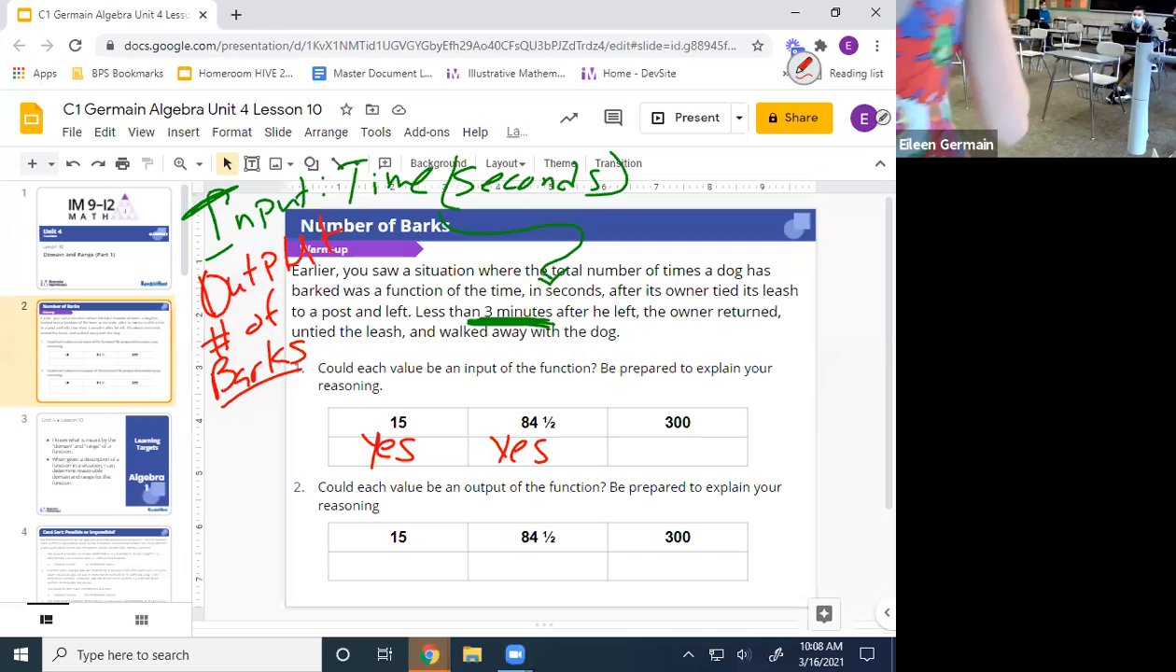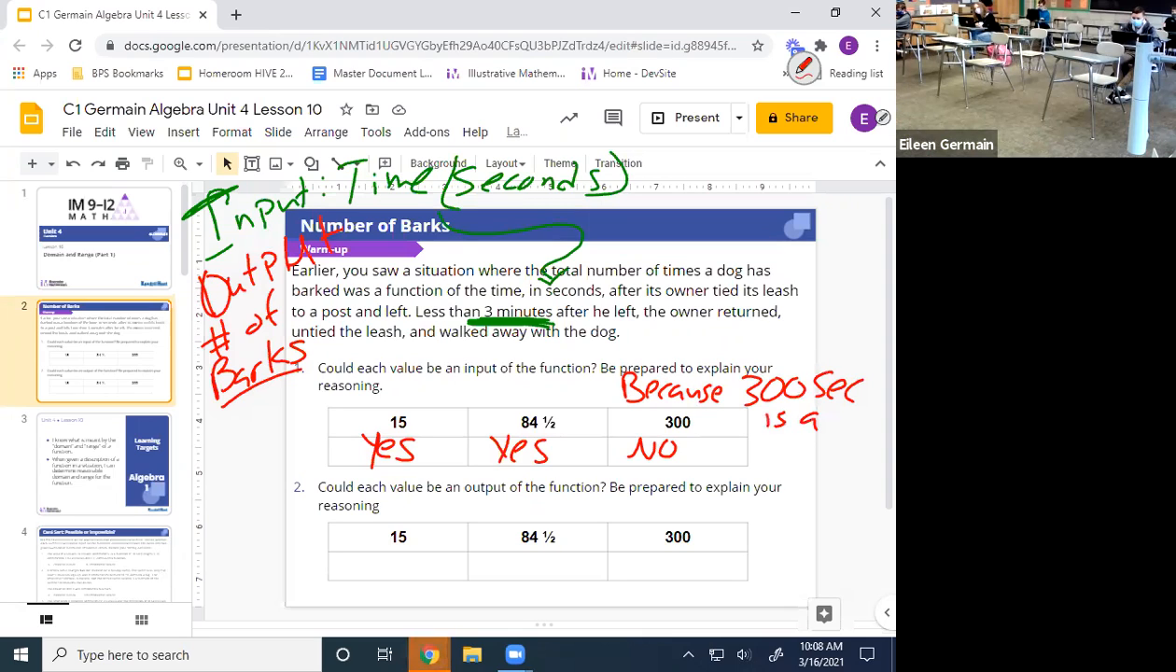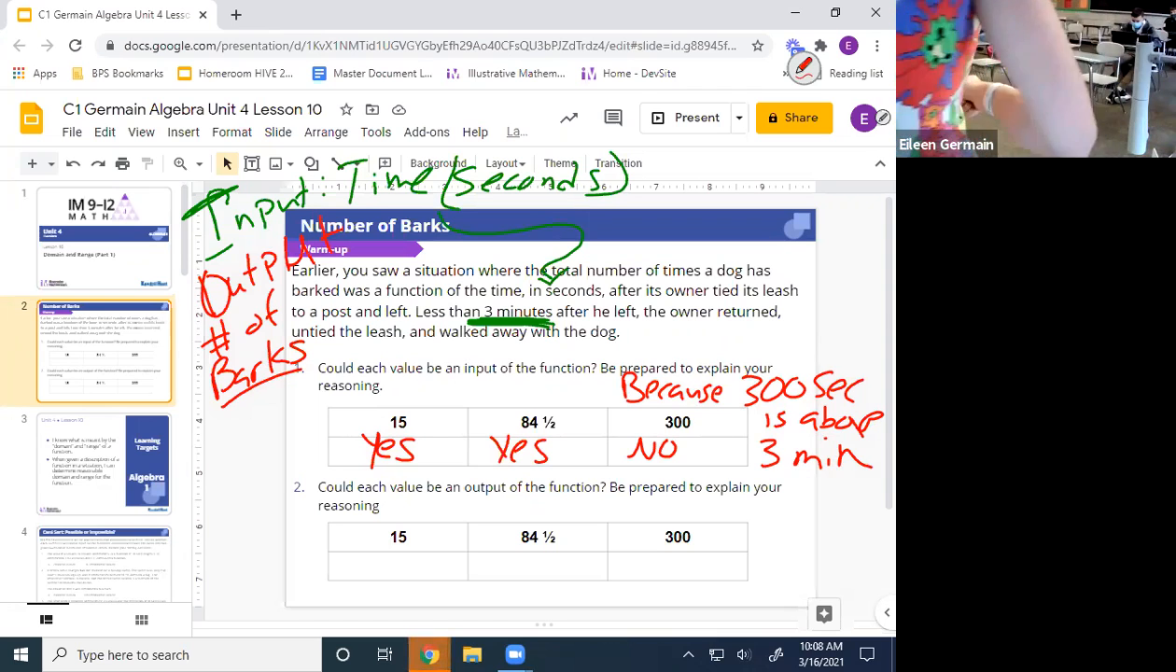John, why are you shaking your head no there? Very good. Because this is above 3 minutes. 300 seconds is above 3 minutes. And that's our cap. We have a cap of 3 minutes, I mean of 180 seconds, I'm sorry.